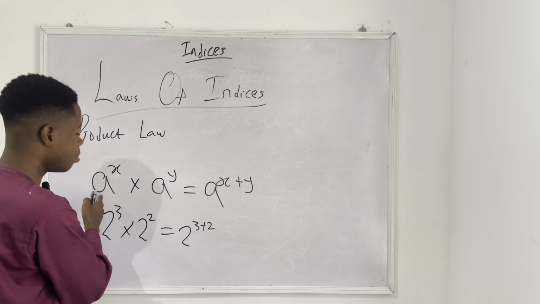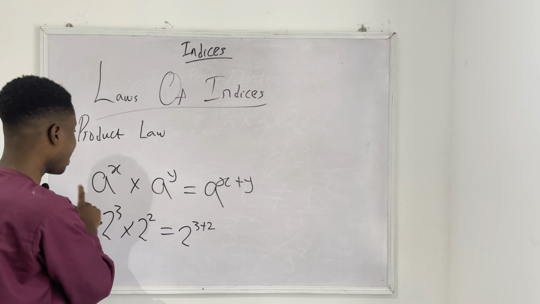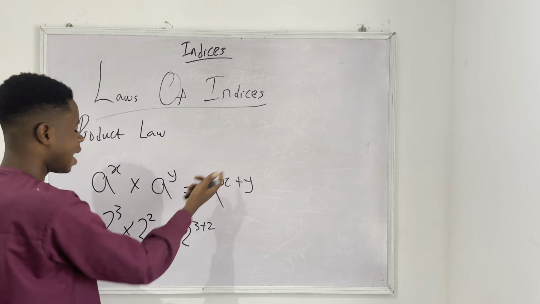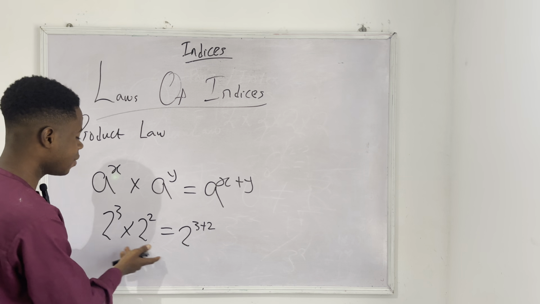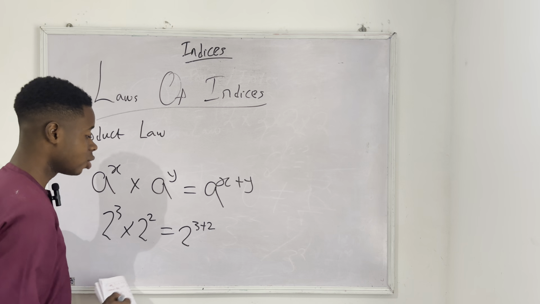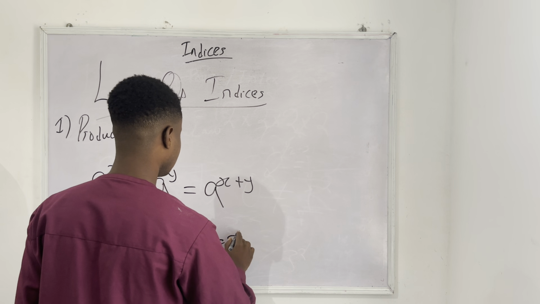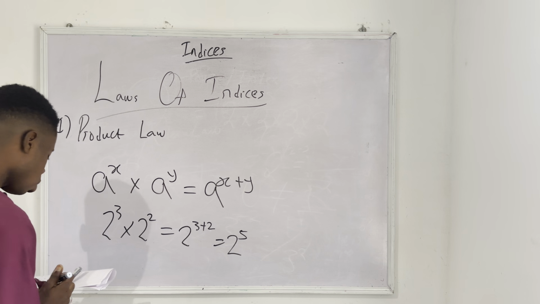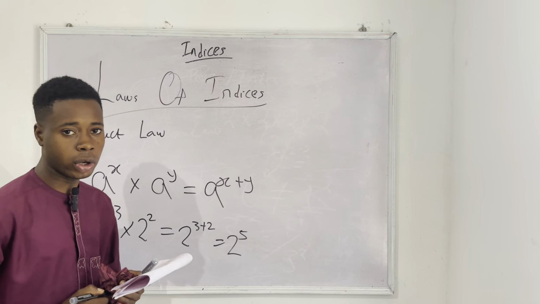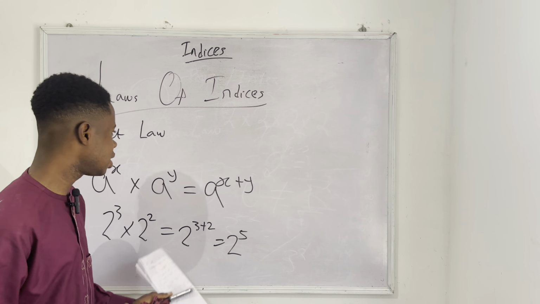The bases are the same. The base here is a, the base here is a, they have the same base. So if any 2 expressions with the same base are multiplying each other, then you pick one base and add their powers together. So this will be 2 raised to the power of 5. Always check their base before you apply the product law and ensure that their base is the same.